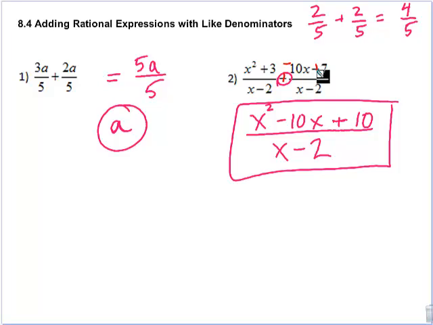You could get a quadratic here that would be factorable, and maybe one of the factors is the same as x minus 2. But we know here it definitely isn't because of x squared minus 10x plus 10. Your factors of 10 are 10 and 1 and 5 and 2. Those aren't going to give you an outside-inside of negative 10.